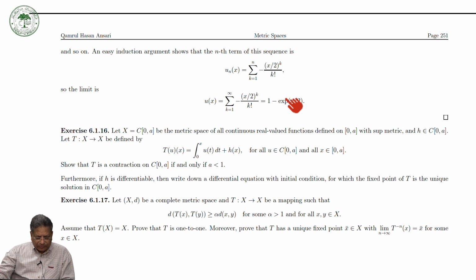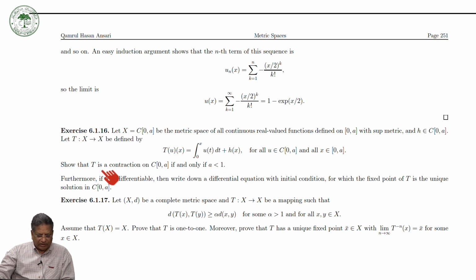So this is the way to calculate the fixed point of the mapping T. Now, suppose we are considering X is equal to C[0,a]. Here a is any number, and this is the space of continuous functions defined on [0,a] with sup metric, and h is a function, and T is a mapping which is defined as (Tu)(x) = integral from 0 to x of u(t) dt plus h(x).